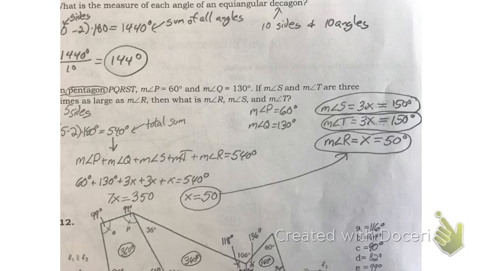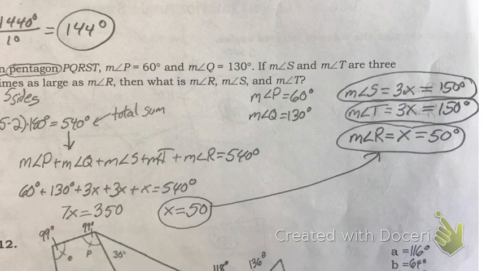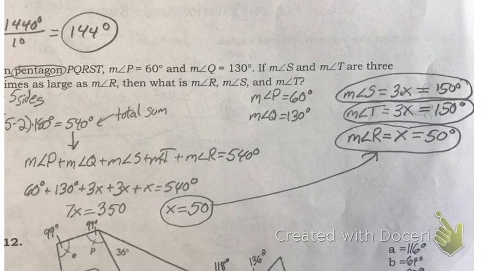I said, well, a pentagon has 5 sides. So to get the sum of all my interior angles, I take 5 minus 2 times 180 to get to 540. That would be the total sum of the angles. What that means is, if I add up every single interior angle, it's going to add up to 540.